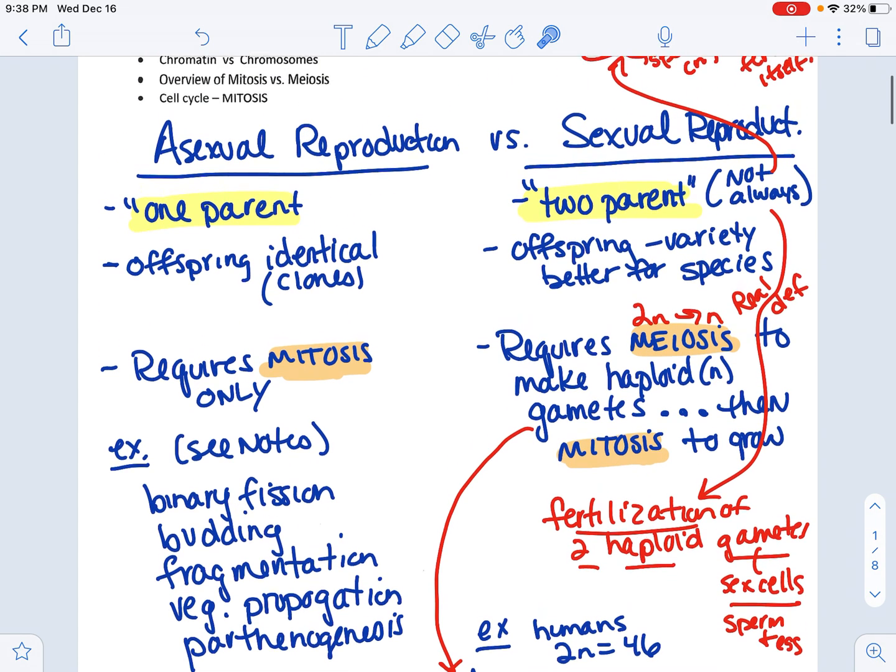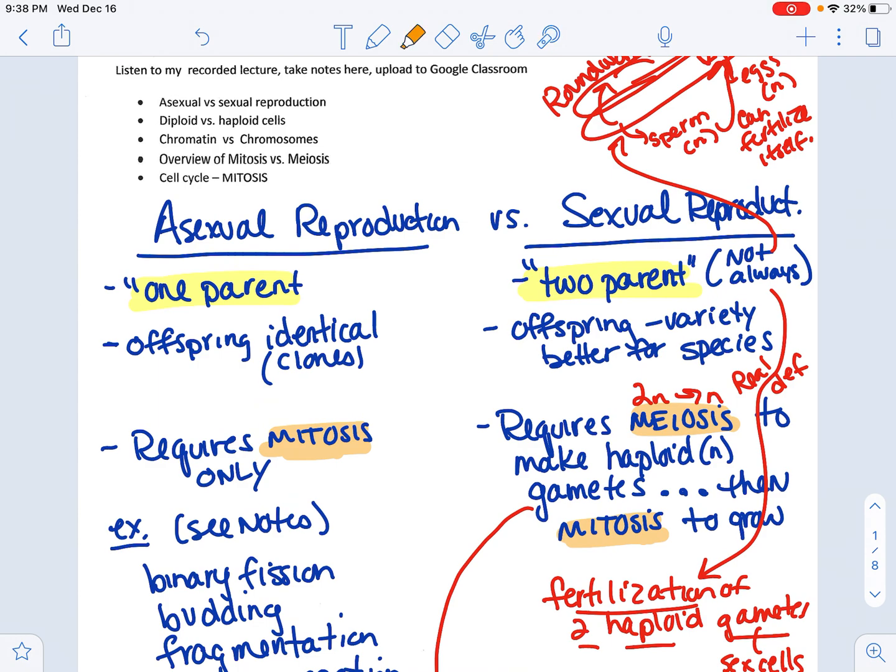So the other thing I want to go back up and mention that's kind of important is that in asexual reproduction, we get identical offspring. Because it's just one thing reproducing an identical clone of itself. Whereas in sexual reproduction, this is kind of a key, you get variety in the offspring, right? Think about humans. We don't all look the same. And that's actually better for the species. We're going to see that when we talk about evolution and being able to adapt to a changing environment.